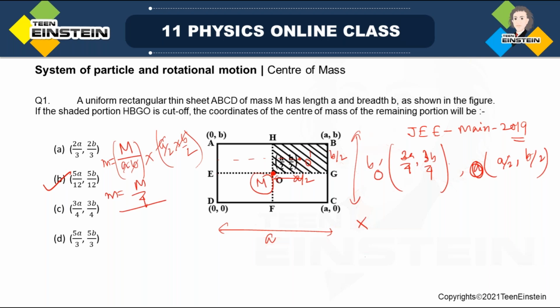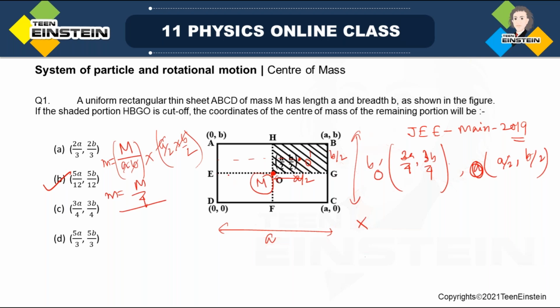And this has some other particle which is center of mass here, and it has a coordinate 3a by 4 and 3b by 4 like that. So now you have to calculate the center of mass with respect to these 2 point masses. Then things are all right.